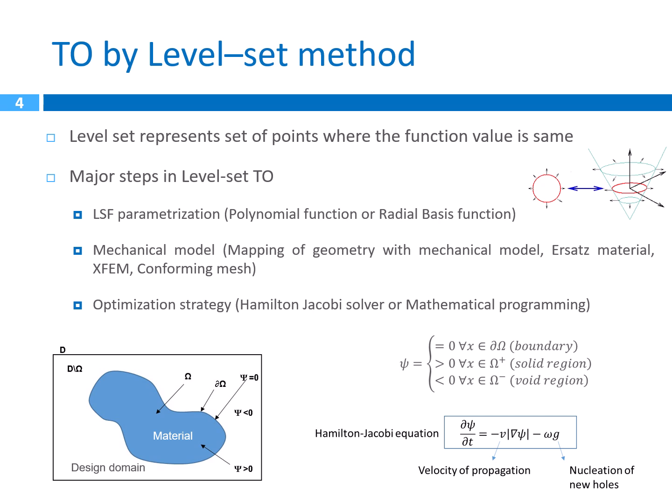If psi is the level set function, then when psi takes a positive value, we say that's a solid region, and when psi takes a negative value, it's represented as a void region. The Hamilton-Jacobi equation is dou psi by dou t equals minus v times mod del psi minus omega g, where minus v is the velocity of propagation, and the second term, omega g, is for nucleation of new holes into the design domain.